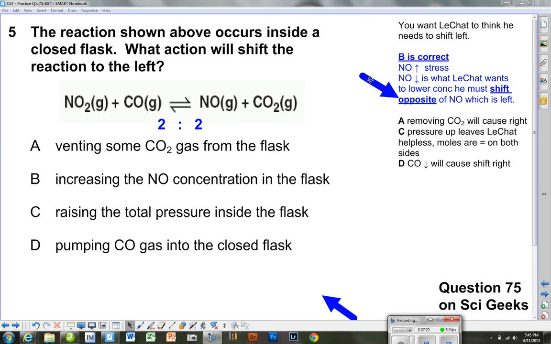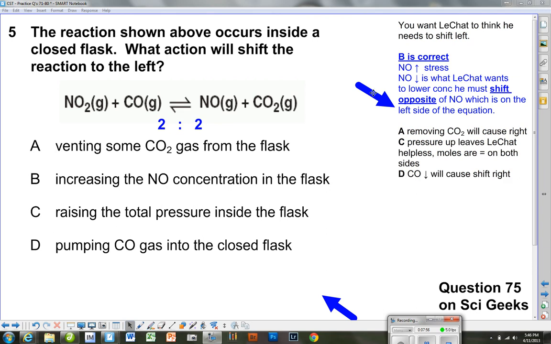And opposite of NO, since NO is on the left side of the equation, is the way I should have stated that. Let's fix that. Okay, now that's reading much better. So, opposite of NO, okay, NO is here, so opposite is this left side of the equation.